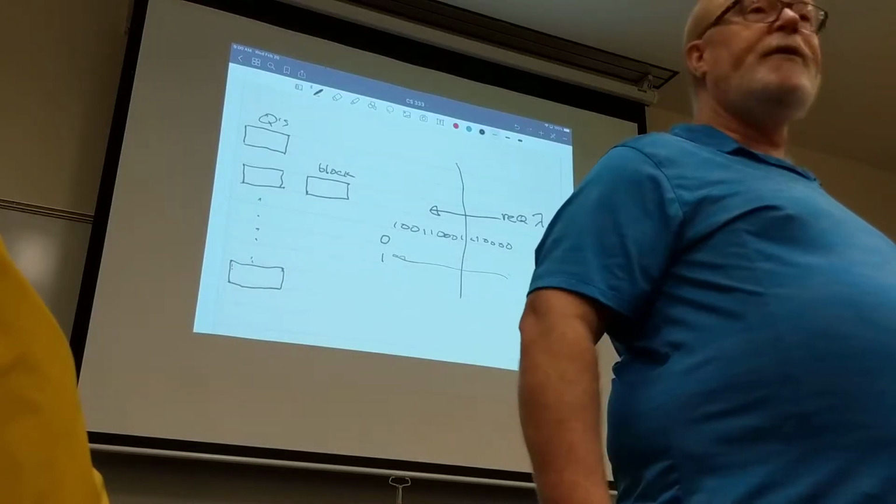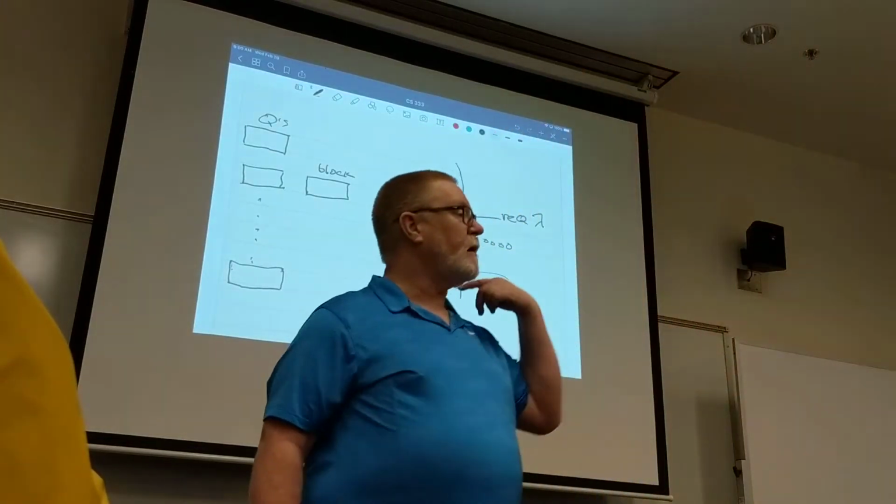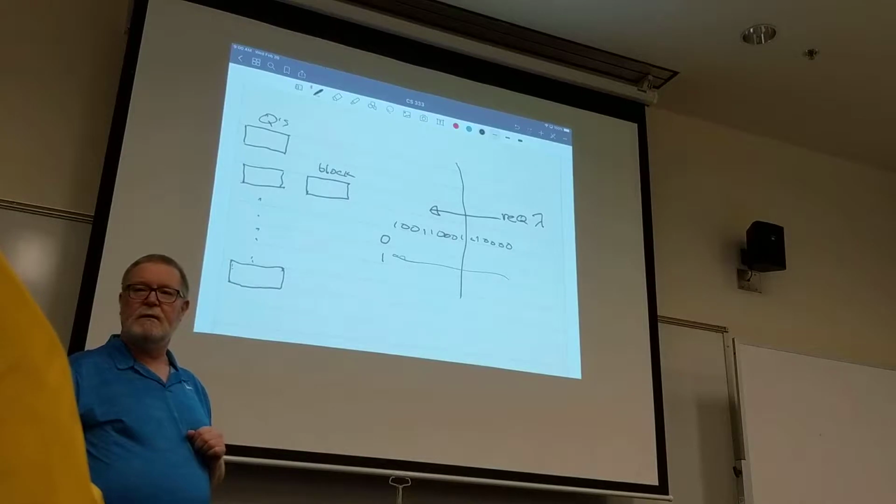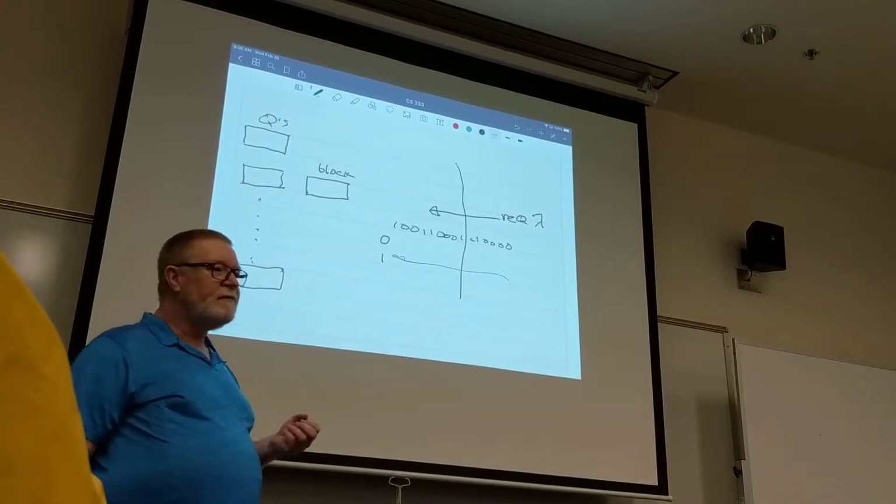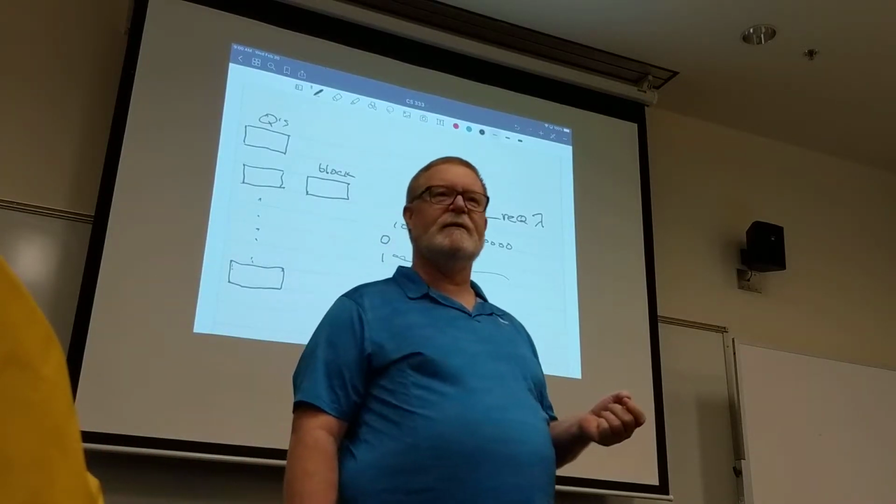If the head pointer is not null, we just allocate the block. We're done. Okay? But what if the head of the list is empty?